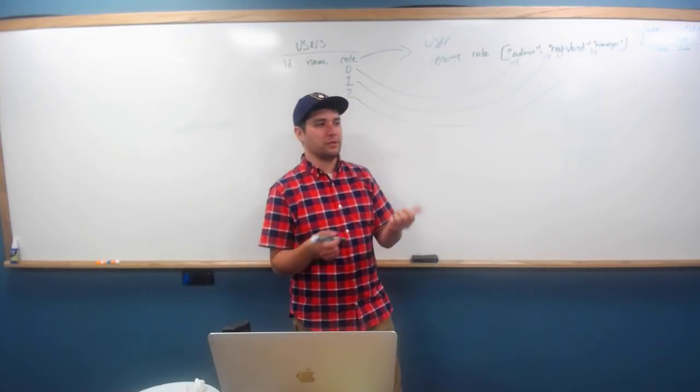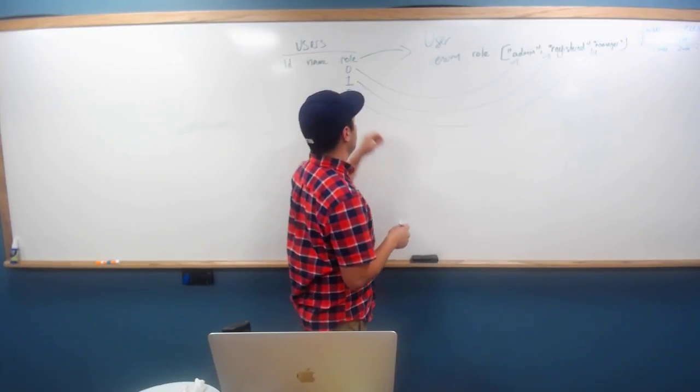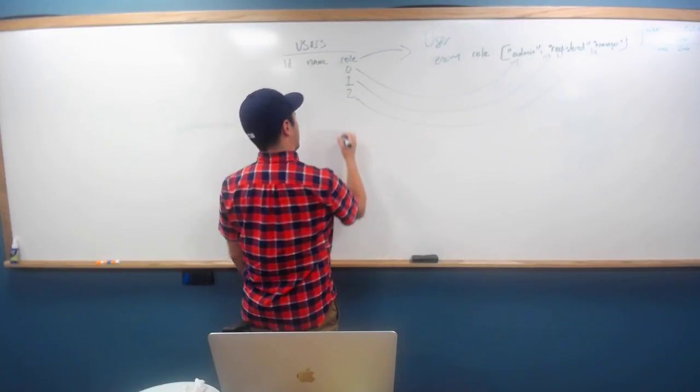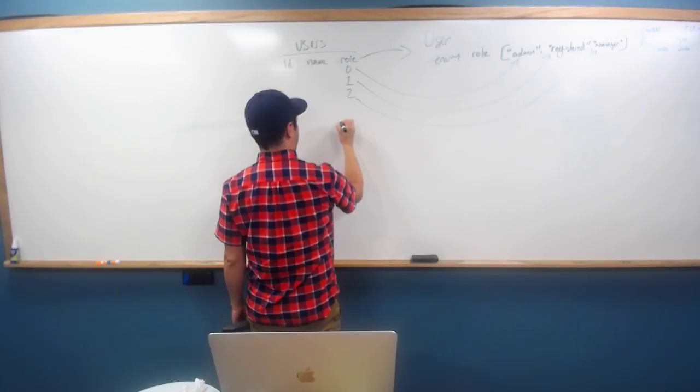A possible solution to this is to do something similar to enum, but a little bit different. You could have placeholders that are 0s and 1s.